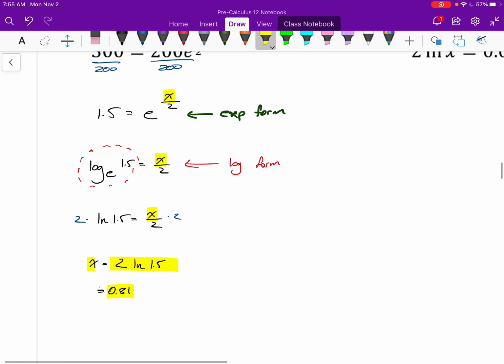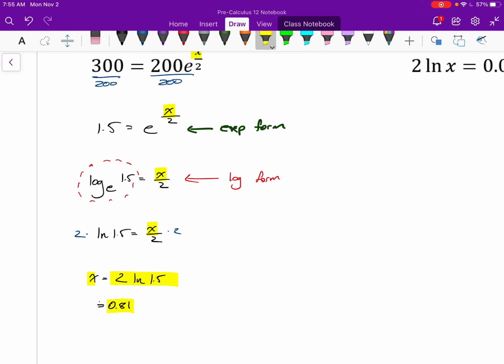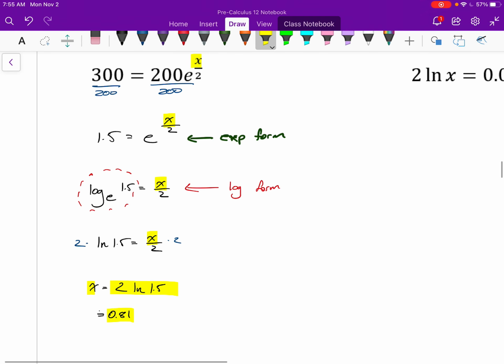All right? But again, the most important part is definitely not that number, 0.81. It's understanding how we can solve this exponential equation that has a base of e. And so it's not surprising if we're dealing with an exponential expression that has a base of e, at some point we're using a logarithm of base e, which is the natural logarithm.